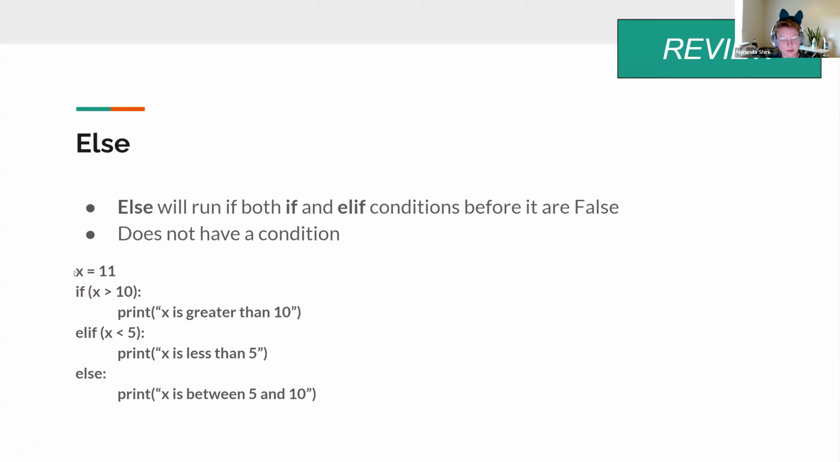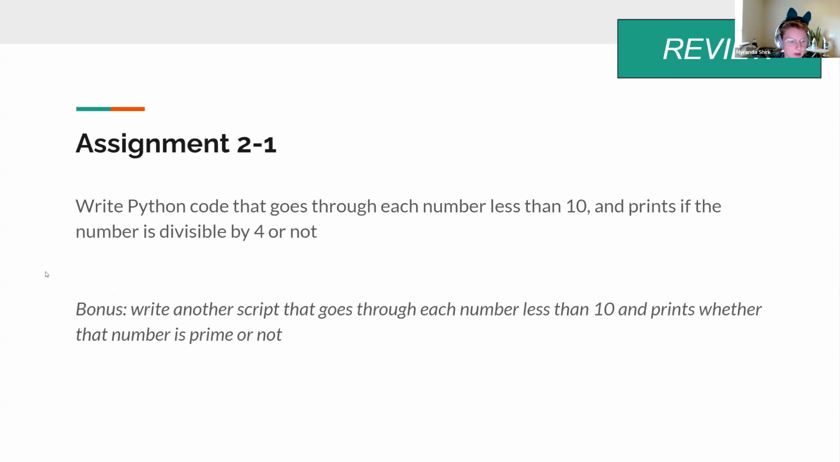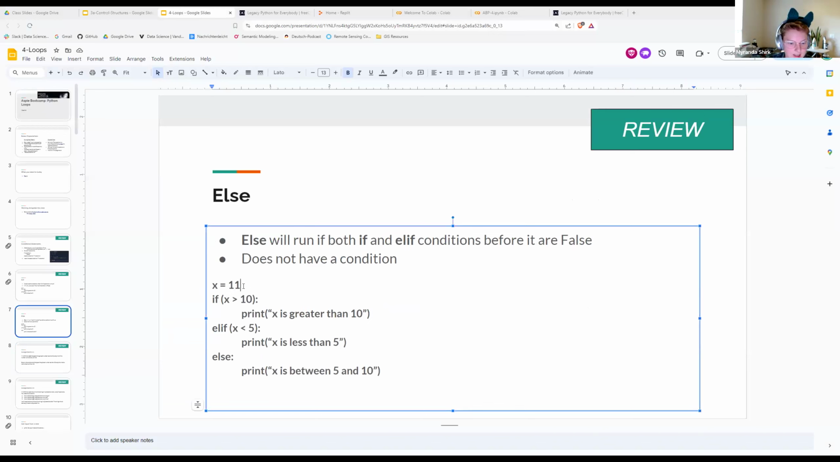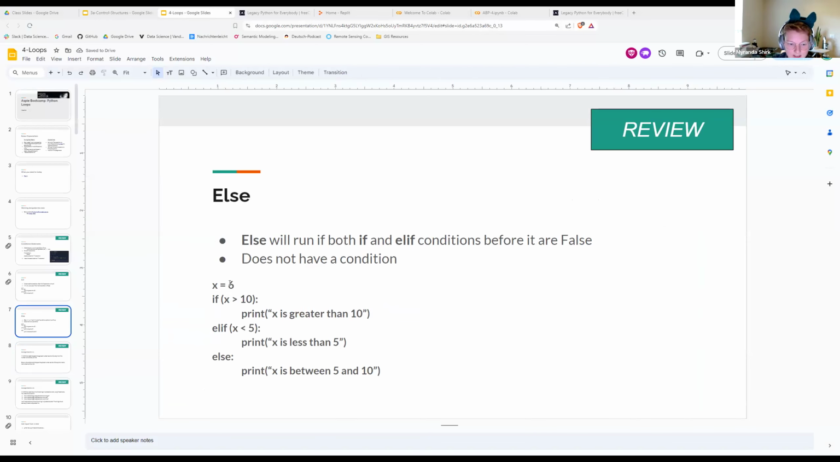So let's run through what we have here. We have x is equal to 11. So if x is greater than 10, print x is greater than 10. Okay, so in this case, that's true, and this is going to print. But let's say we change it a bit. Let's say x is 6. Oops. Let's say x is 6.